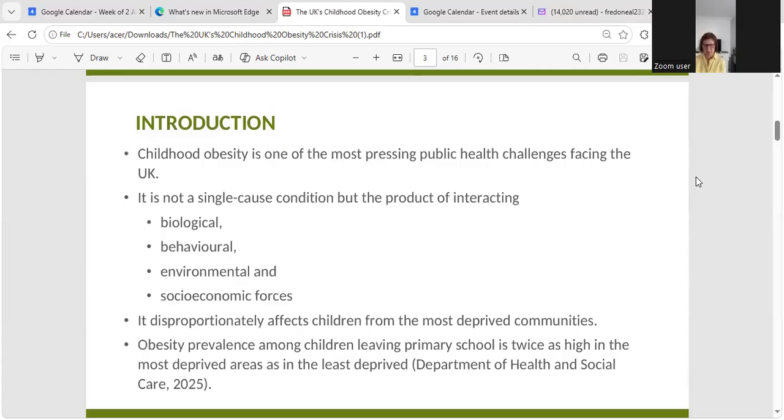Childhood obesity is one of the most pressing health challenges in the United Kingdom. This condition is caused by a variety of factors, such as unhealthy diets, lack of physical activity, genetics, and social and economic circumstances. Recent evidence shows that children living in poorer areas are more likely to suffer from this condition than children from wealthier areas. Now I would like to add some statistics.